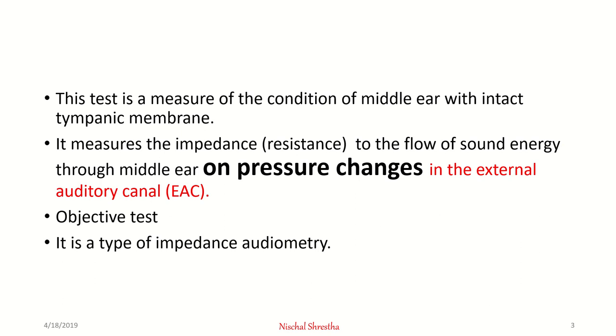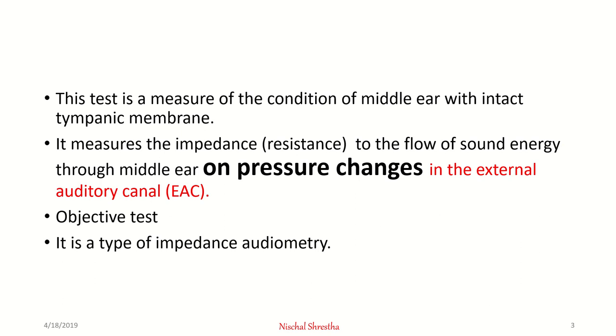And why do we need to change the pressure? Because first we know the path. We all know that the sound from the external source enters into our ear through the external auditory canal, that is EAC, and it enters into the middle ear cavity. Before entering into the middle ear cavity, it has to pass through the tympanic membrane. So the tympanic membrane acts as a wall.